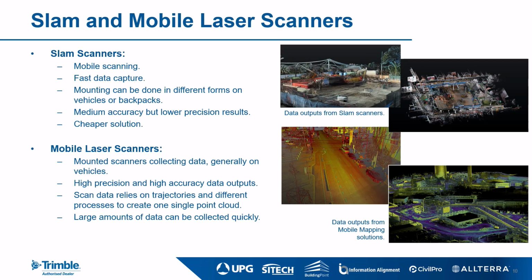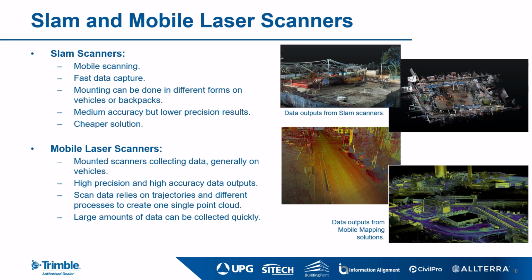SLAM scanners are a new category and are widely used now for backpack, vehicle, and even drone-mounted solutions. It allows for quick capture over large distances, and the solution is improving in a quickly evolving market. Generally, it is seen as a cheaper entry-level mobile mapping solution, though producing a medium accuracy, low precision result, which is a consideration that is needed when looking at these types of scanners. It is not to say that it is wrong by any means, it is just a consideration when investigating them in terms of the data that it can be used for.